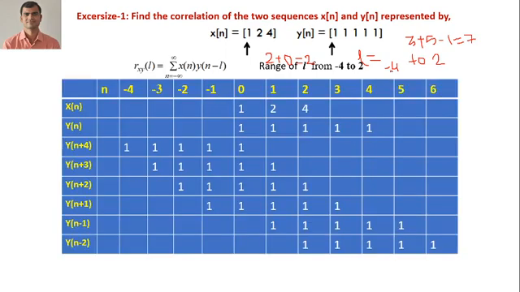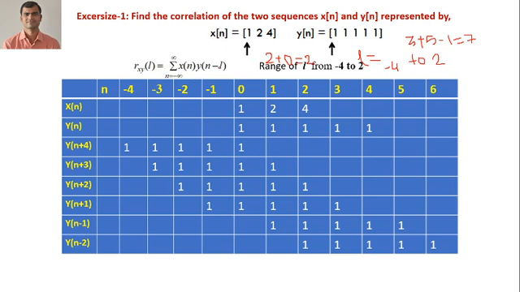Now you draw a table. Okay, so for the range of n, here I have taken -4 to 6 because 6 is required for performing the operation. Now for the sequence of x of n, you write for 0 it is 1, for 1 it is 2, and for 2 it is 4. Also you write the sequence of y of n, varying from 0 to 4. These two steps we have to take from the input x of n and y of n.